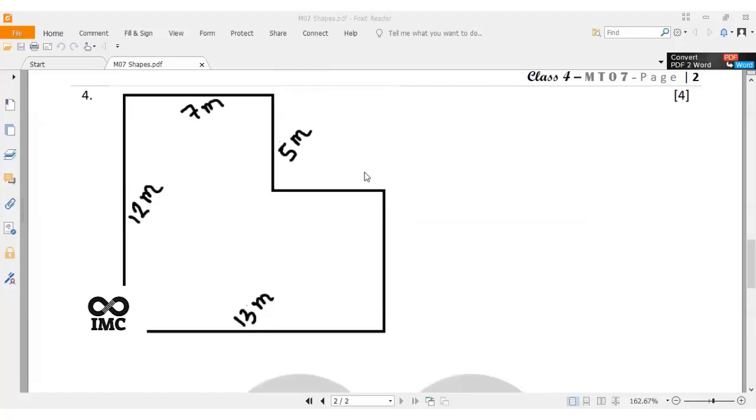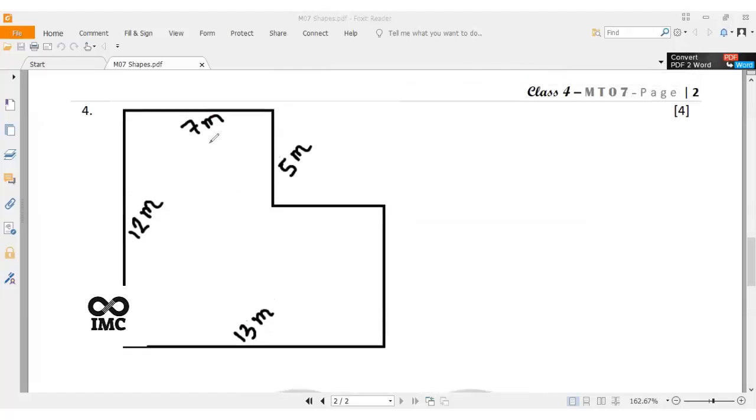Now, next one. Question number 4 says, here this shape has been given. So we need to divide it into two parts. So we can divide it in this way. This is shape A, this is shape B. Now we need to find out the area of the total shape. So here area of A plus area of B. So what is area of A?